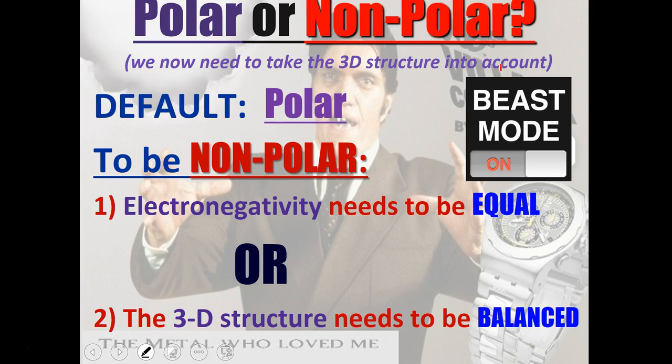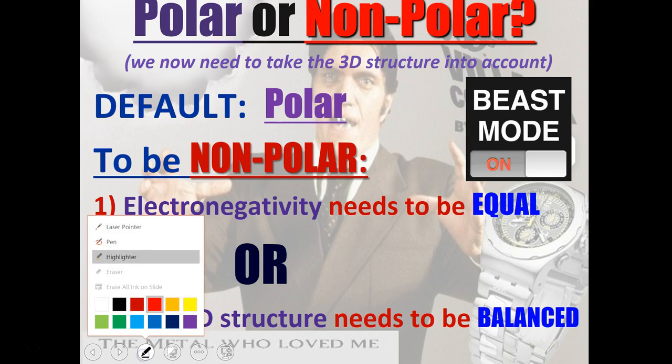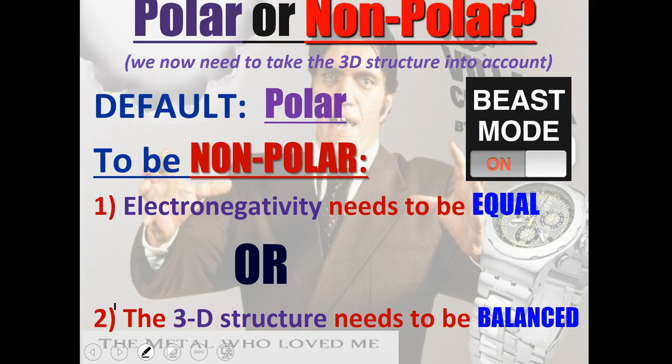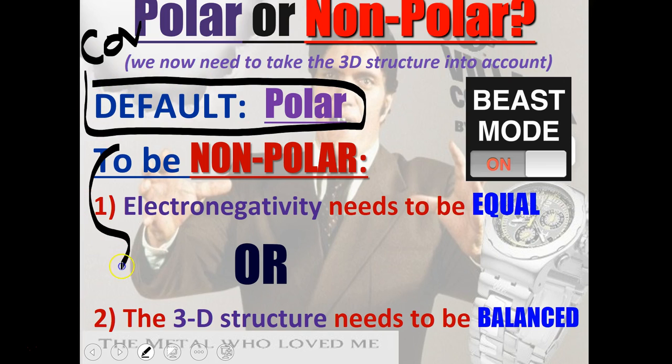All right, now, going back to that worksheet where we had to draw the structure and then use the structure to determine if it was polar or not polar, that's where this ties in. Now that we have that structure, we can really determine if something is polar or nonpolar. Again, all of this is for covalent. Now the default, we assume everything is polar unless one of these two things happen. So in order for something to be nonpolar, we have to look at those electronegativity values, and they have to be equal.